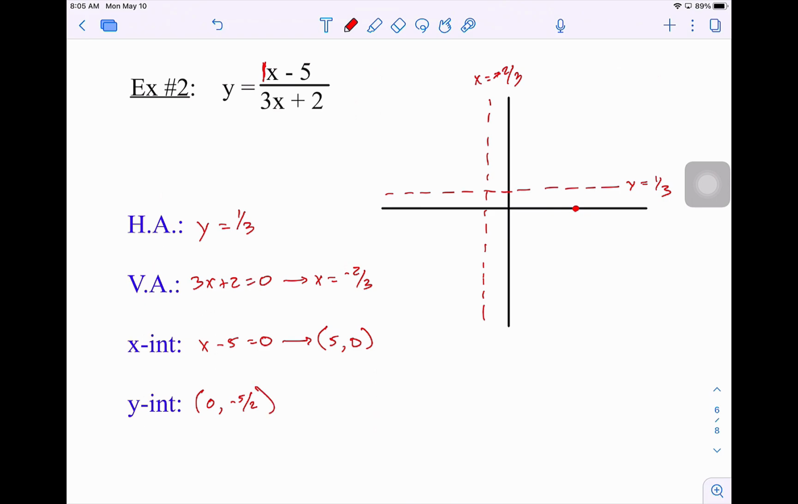And all that's coming from is taking 0 and plugging it into the fraction. Plug in 0 for both x's, and then you just get an answer. You get negative 5 on the top, you get 2 on the bottom. So 0, negative 5 halves, we'll say that's somewhere about right here.